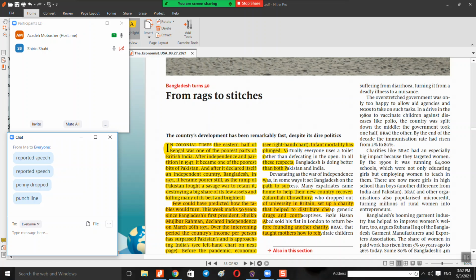Okay, now the title. From rags to stitches. Yes. Stitches. From rags to stitches. What does stitch mean? Stitches is the plural of stitch. Stitch. Yes. Bezat, you must know what stitch means. We have that in your field of study. Rags, no, forget about rags. Just stitch. What does stitch mean?